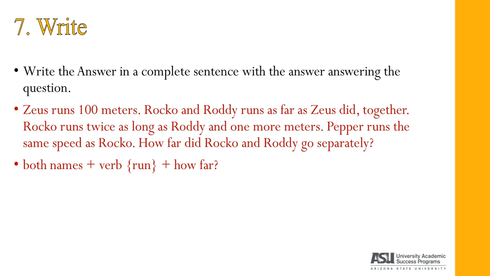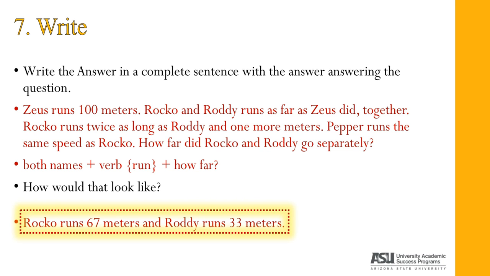I would put both names and we need to give them a verb. For this problem, is it runs and how far they ran? Is this how you write the answers in words? Yes, and how would it look? Rocco runs 67 meters and Roddy runs 33 meters. That is awesome. See, we can do it.